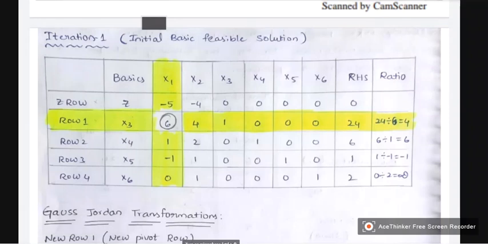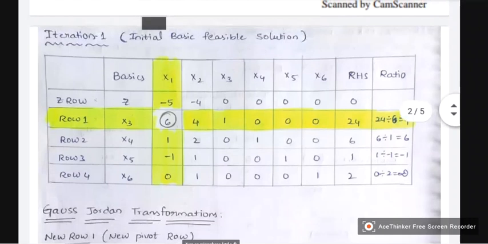The condition is that in the Z row, all of you follow carefully, if the coefficients are all positive, we say that the optimum is reached. Now let us see, x1 has minus 5 as coefficient, x2 has minus 4 as coefficient. So the maximum negative value is minus 5. So x1 will enter. That way you have to tell. Okay, Harika, proceed.